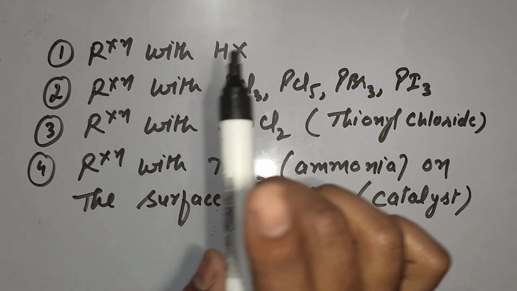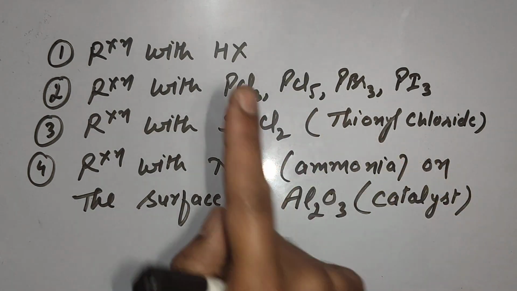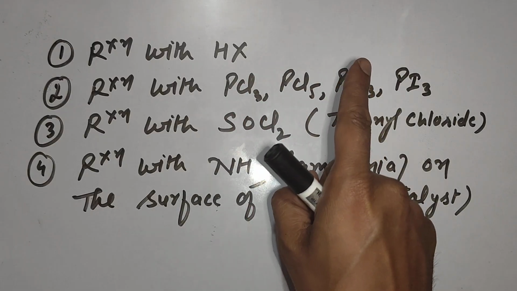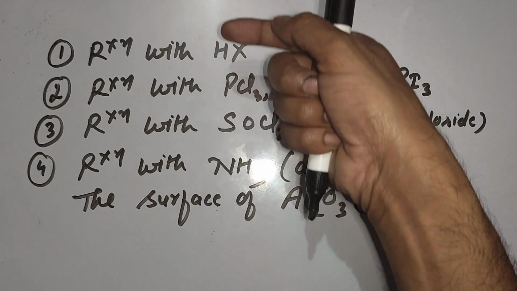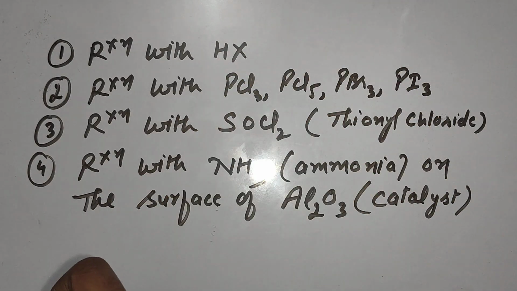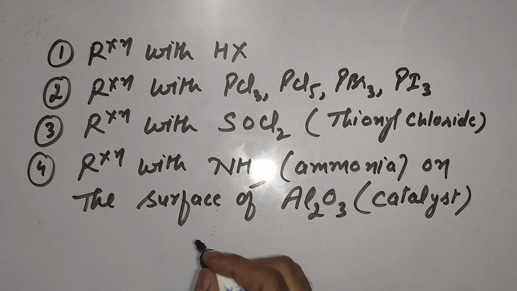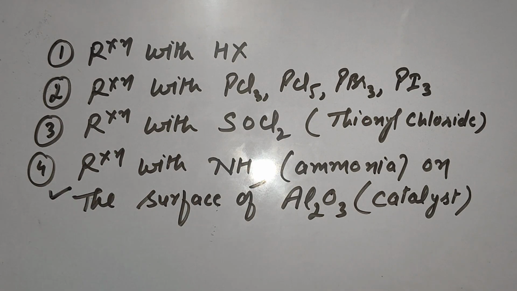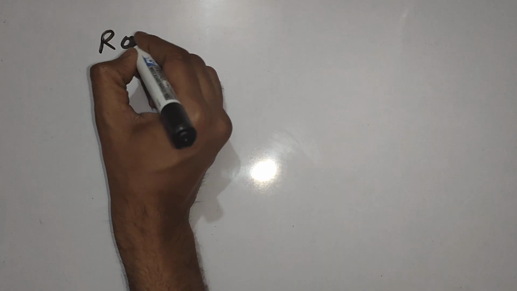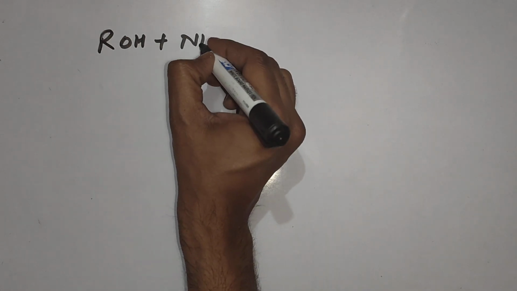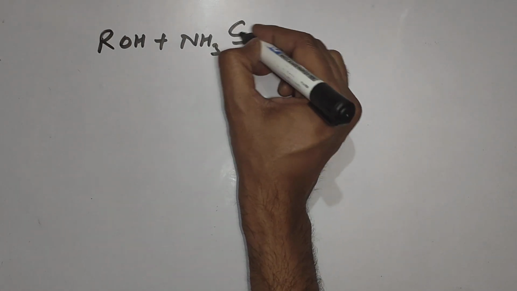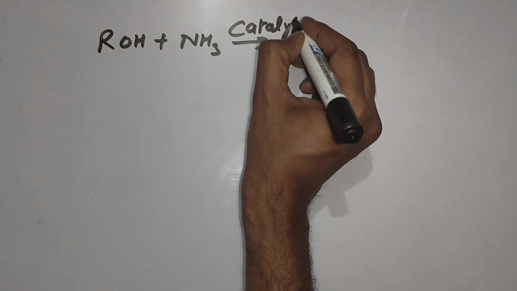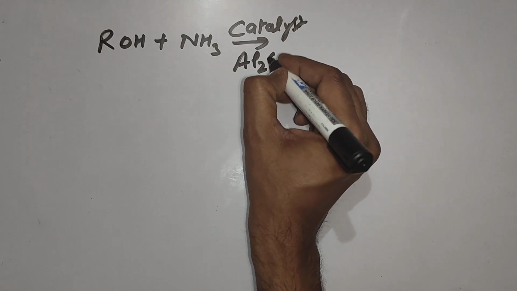The first 3 reactions we have already discussed, when we were doing the preparation methods of haloalkanes from alcohol. These 3 preparation methods were discussed with their mechanism. You can check those videos. Now in this video I am going to start this reaction. Let's go for that. Between alcohol ROH and NH3, a reaction is happening on the surface of a catalyst, that is Al2O3.